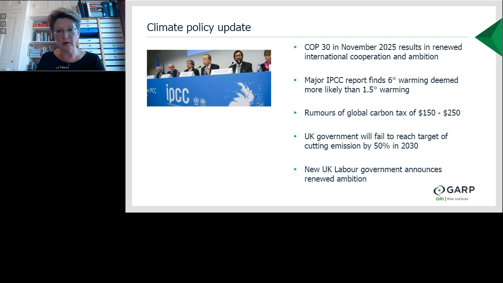There's rumours of a global carbon tax of between $150 and $250 per tonne. And the UK government, it is clear, will fail to reach their target of cutting emissions by 50% by 2030. A new UK Labour government has come in with renewed ambition.